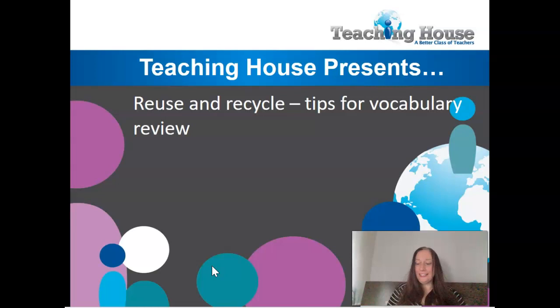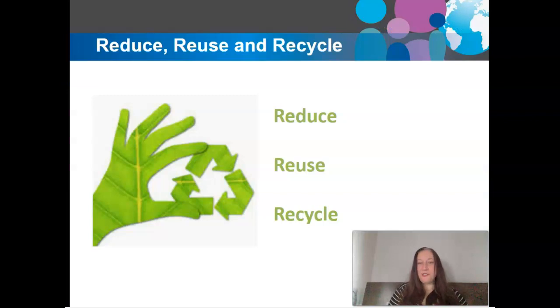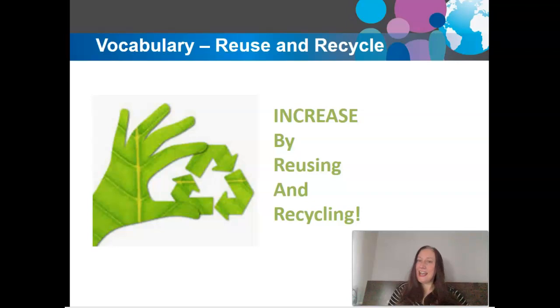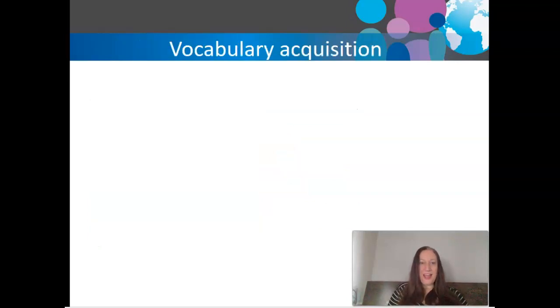Tips on how to increase our students' vocabulary knowledge by reusing and recycling vocabulary that comes up in class. So typically we are told to reduce, reuse, recycle our plastics, our materials, and quite rightly. But in class, the idea is not to reduce, but to increase our students' vocabulary by reusing and recycling it as often in as many different ways as possible.